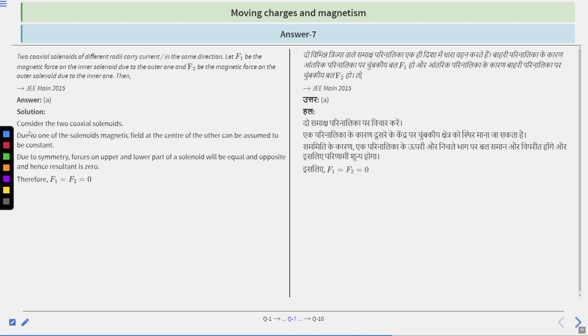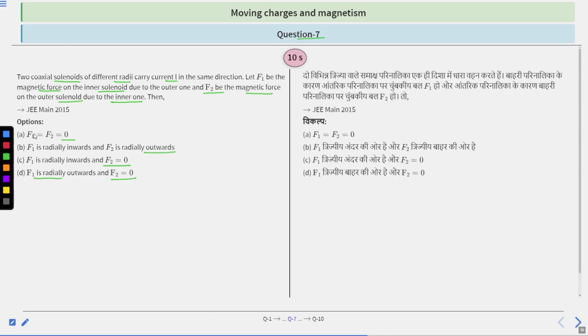So consider two coaxial solenoids. Due to one of the solenoids, the magnetic field at the center of the other can be assumed to be constant. And due to symmetry, forces on the upper and lower part of a solenoid will be equal and opposite, and hence the resultant is 0. So F1 equal to F2 is equal to 0. So this is the correct explanation. Clear? So answer A is correct. F1 equal to F2 equal to 0. Clear? Next question.